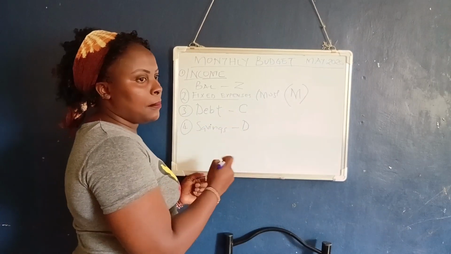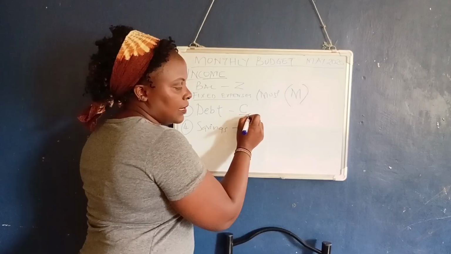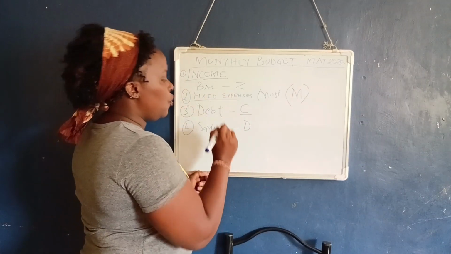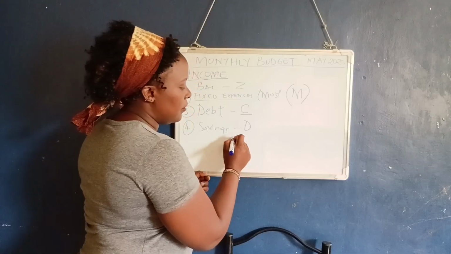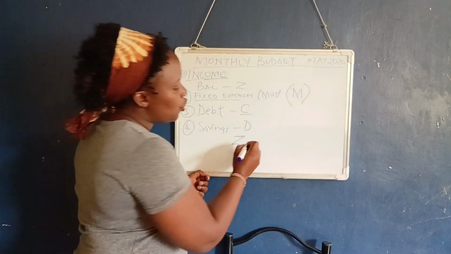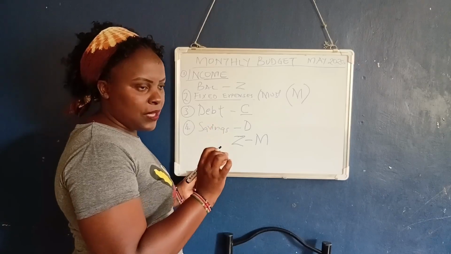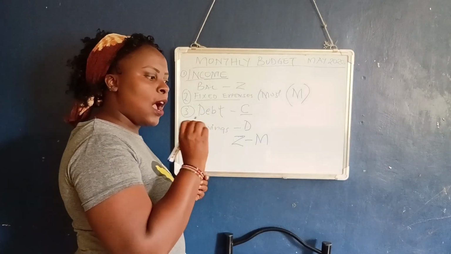If you're paying the minimum, that is, I'm assuming that is the C, according to you and your income. So your income is Z. Z, you take away M. Those are the fixed expenses, the expenses that you have to do.